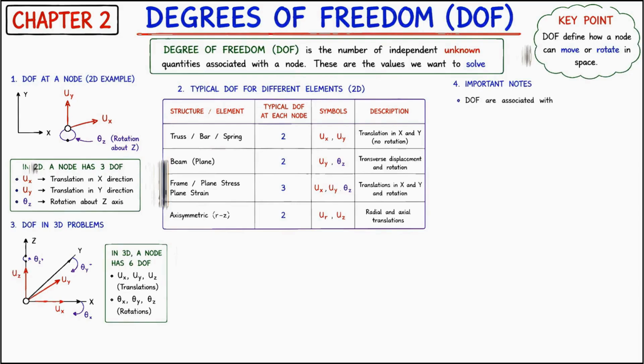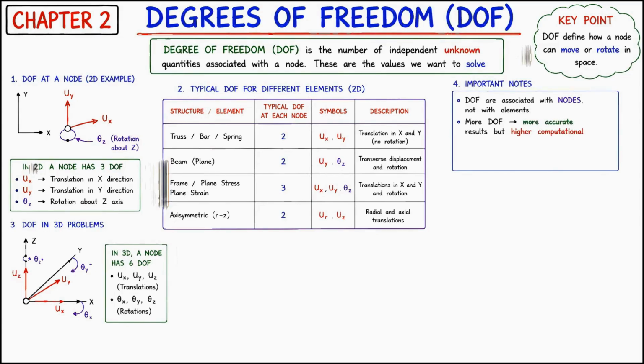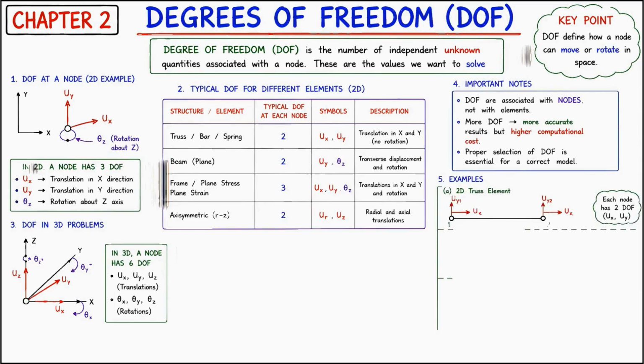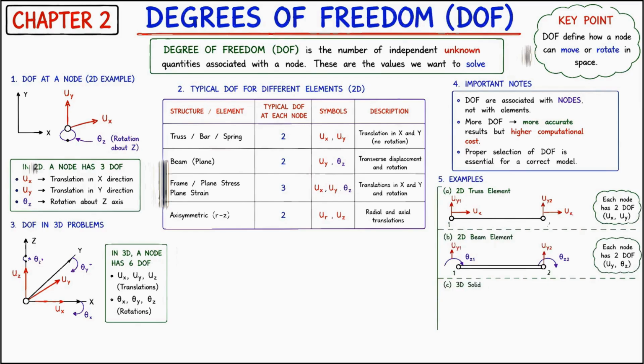A beam element can bend, so besides vertical displacement, rotational movement must also be included. Frame elements generally include both horizontal and vertical translations along with rotation. Now consider a three-dimensional solid. A node can translate in 3 directions, x, y, and z, and it can also rotate about all 3 axes. Therefore, in a fully three-dimensional structural model, a node may have 6 degrees of freedom.